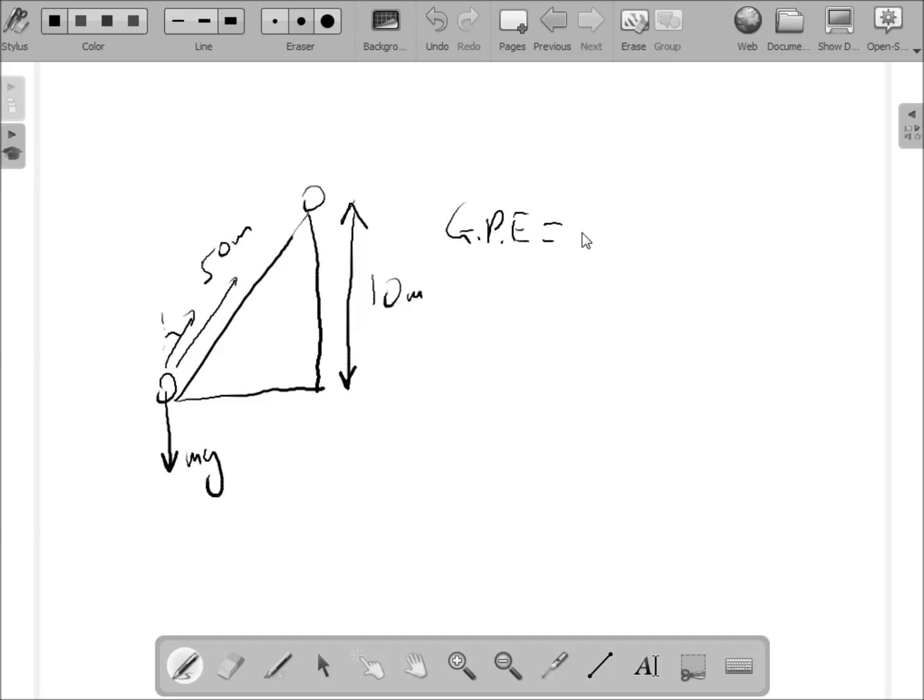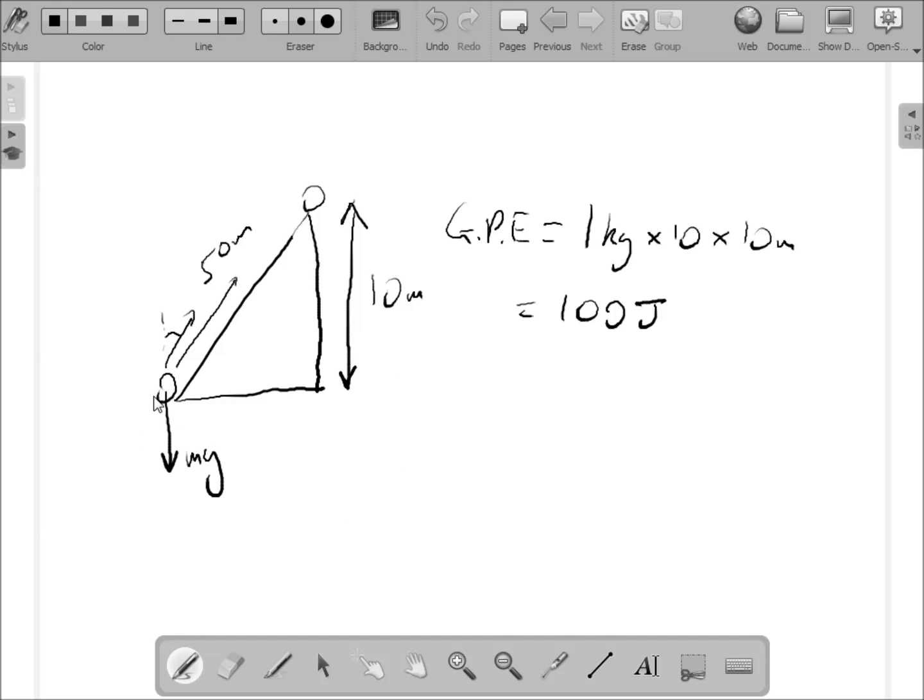The mass, say we had a mass of 1 kilogram, times by g, we'll take g as 10 just for the sake of argument here, and we take our distance travelled as 10 meters. So in this case our gravitational potential energy gained is 100 joules.